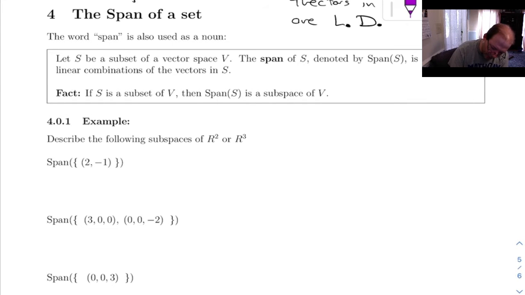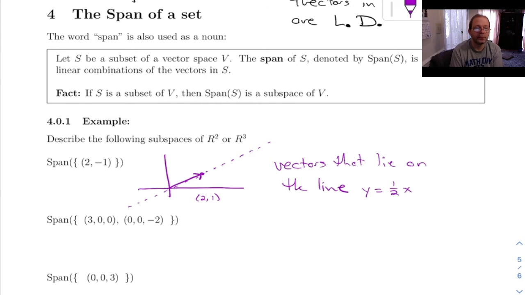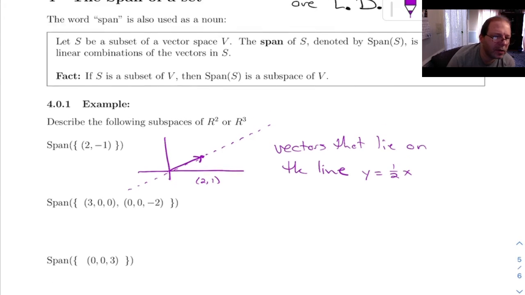The span of (2, 1). This is in R2, so (2, 1) is going to go over 2 and up 1. So the span of (2, 1) is just all the vectors that lie on this line. And let's see, what is this line? Well, if this is the point (2, 1), it's the line with slope 2. No, slope 1/2. Okay.